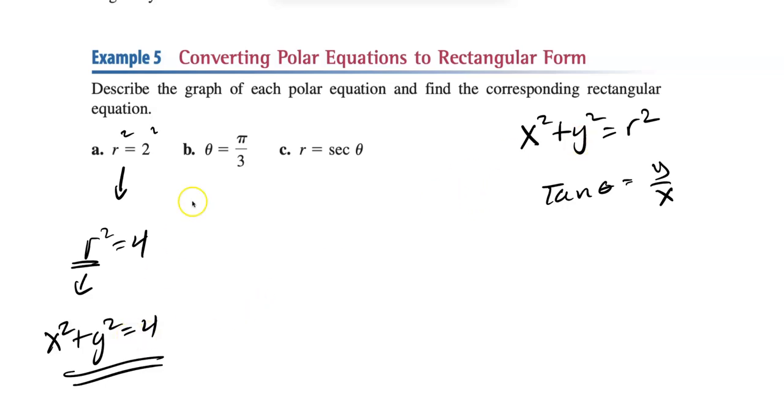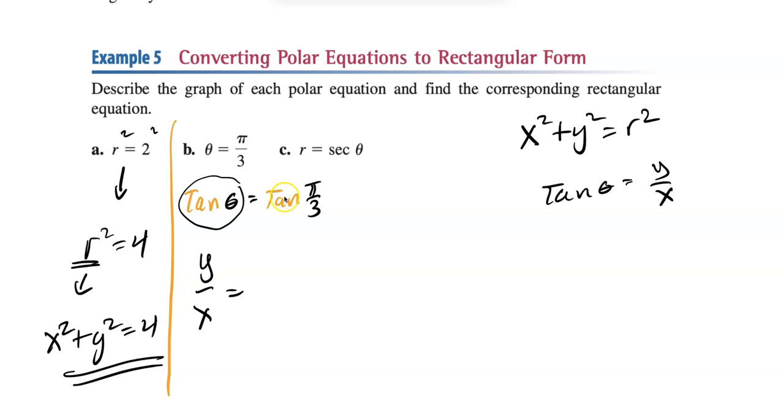That's a circle. B is a little tougher. I have theta equals pi over 3. So I can't use the first one, that doesn't help me, but this one does. What if I take the tan of both sides? If I take the tan of both sides, I can make this look like tan, and I know tan of theta equals y over x. So we get tan of theta equals tan of pi over 3. I took tan because I'm trying to match one of these. This equals y over x, just following the formula right there.